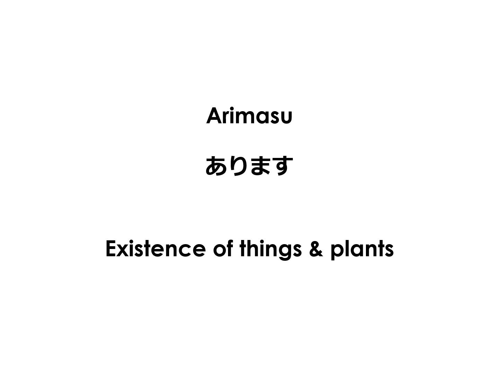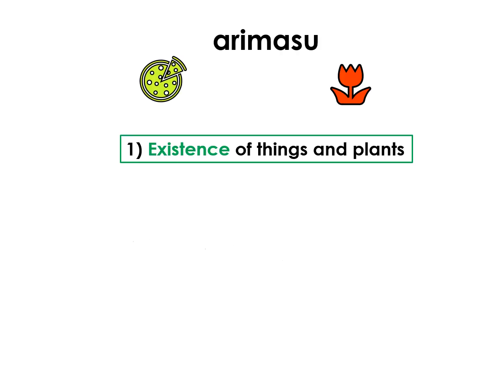Now, let's take a look at the second verb, arimasu, which is used to denote the existence of things and plants. Now let's look at the same concepts using the verb arimasu, which is used to describe the existence of non-living things as well as plants, which are living, but uses the verb arimasu to describe their existence.